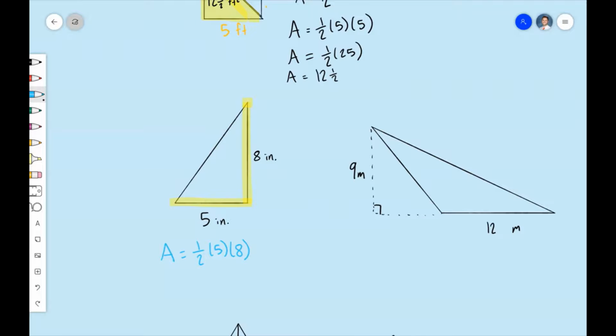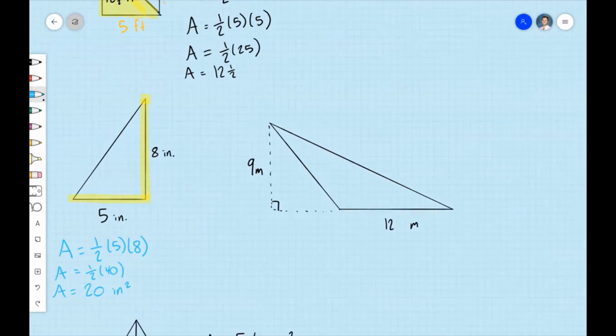In this case, we could go ahead and multiply. This time I'm going to do 1/2 and then 5 times 8, which is 40. And I know that 1/2 of 40 would be 20. So my area for this triangle would be 20 square inches.